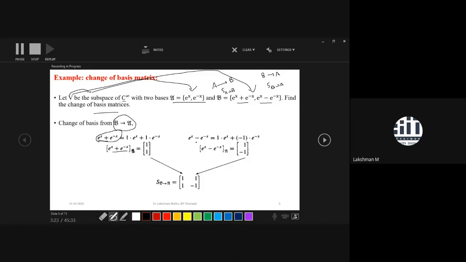Similarly, the coordinate of the second basis element of A with respect to basis B is 1 minus 1. So that's why you got your desired matrix, having first column 1 1 and second column 1 minus 1.